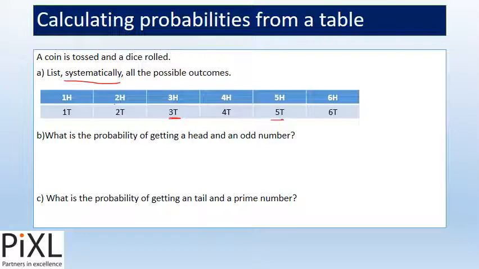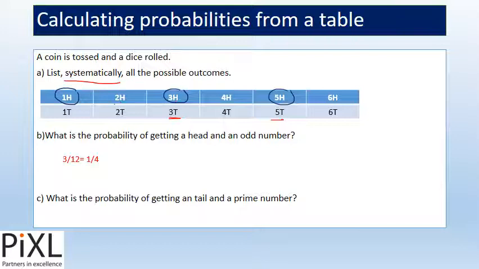What's the probability of getting a head and an odd number? So find all the ones where you've got a head and an odd number. So there's one there, there, and that's it. Okay, so there are 3 ways out of the 12 possibilities of getting a head and an odd number. So that's a quarter.